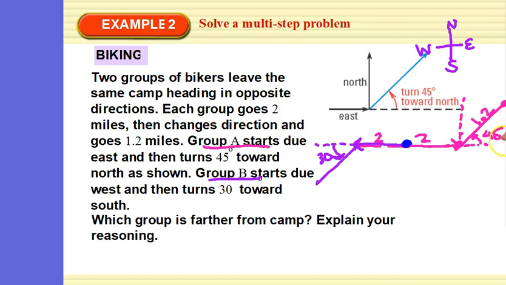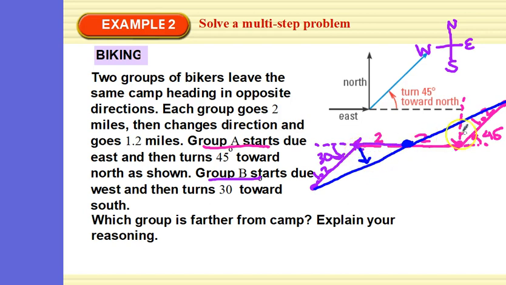Okay. So they're going 30 degrees towards the south, and they went 1.2 miles, right? Which group is further from camp? Explain your reasoning. So let's look at what's going on here. They both have 2 and 1.2, right? So they both have the same hinge. So now let's look at their distances.